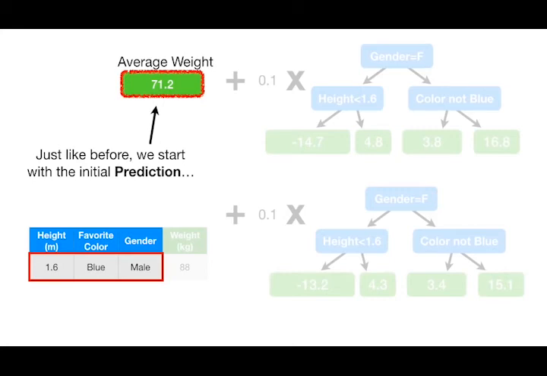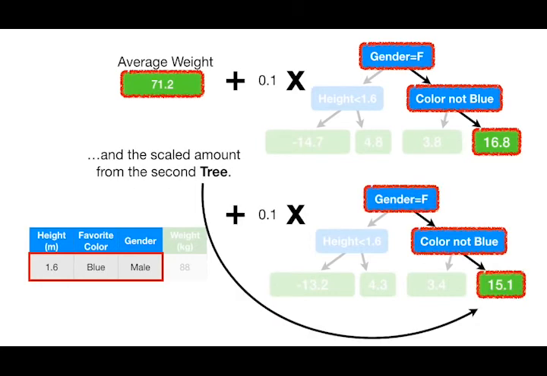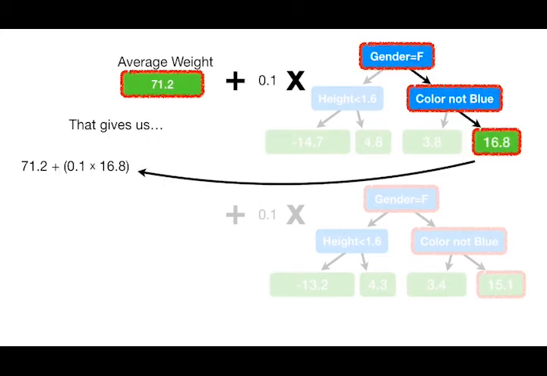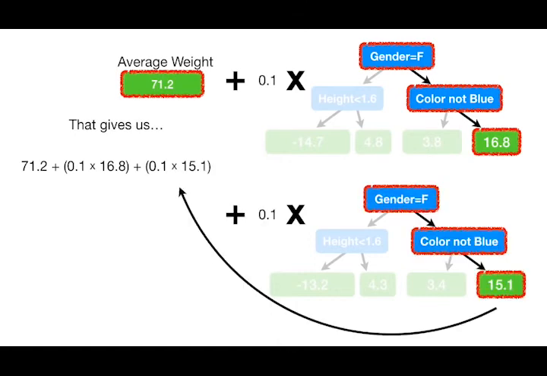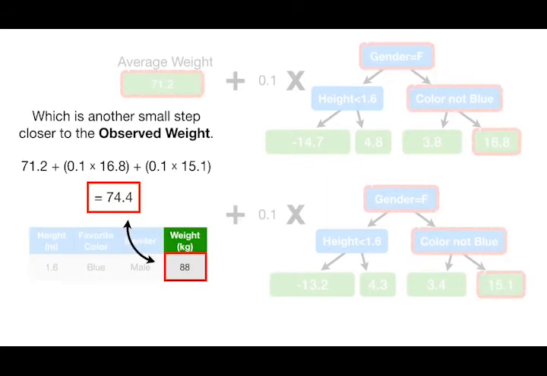Just like before, we start with the initial prediction. Then add the scaled amount from the first tree and the scaled amount from the second tree. That gives us 71.2 plus 0.1 times 16.8 plus 0.1 times 15.1, which equals 74.4, which is another small step closer to the observed weight.